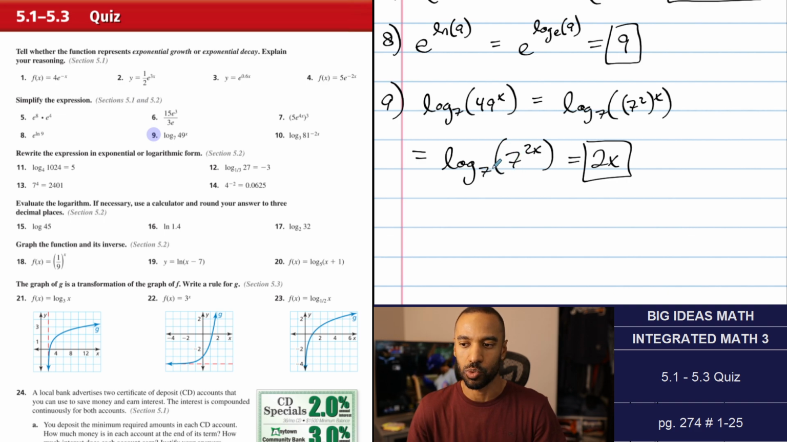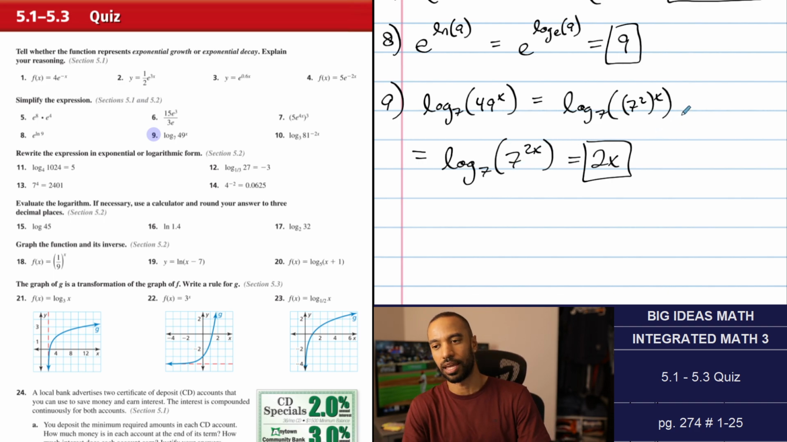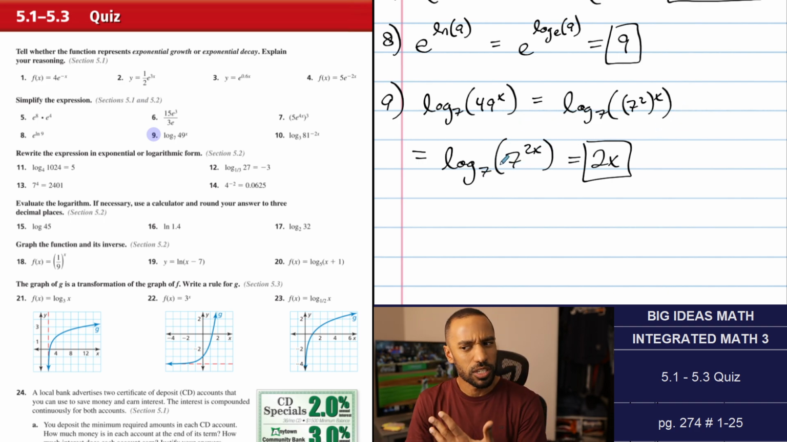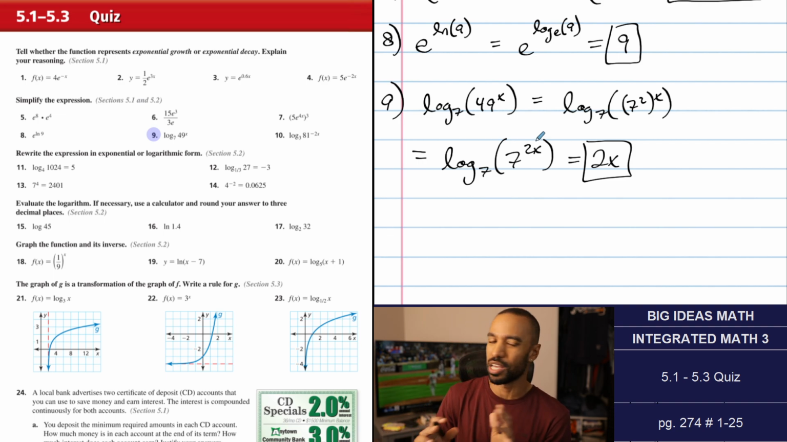If you can match the base with the value inside of there, 7 to the first power is 7. Well, 7 to the 2x power is 7 to the 2x power. It's exactly that. So that answers 2x. Those cancel each other out, if you will. The exponent grounds itself. There are other ways.